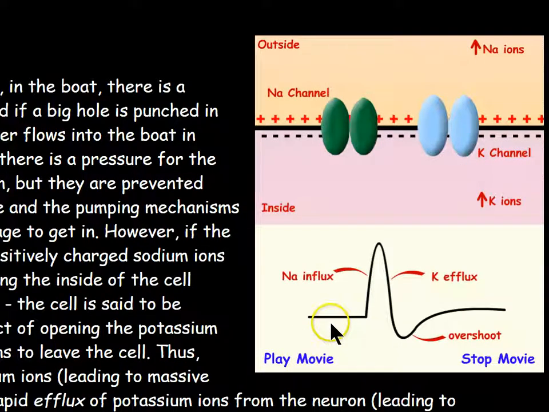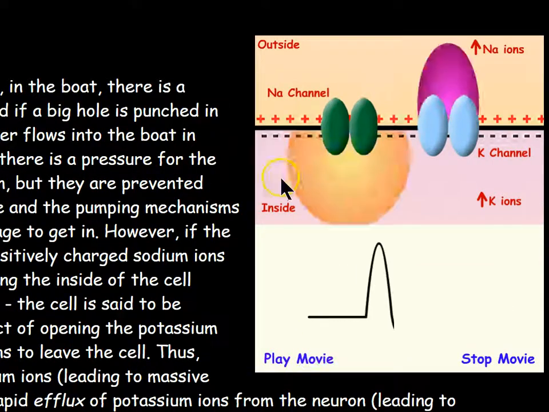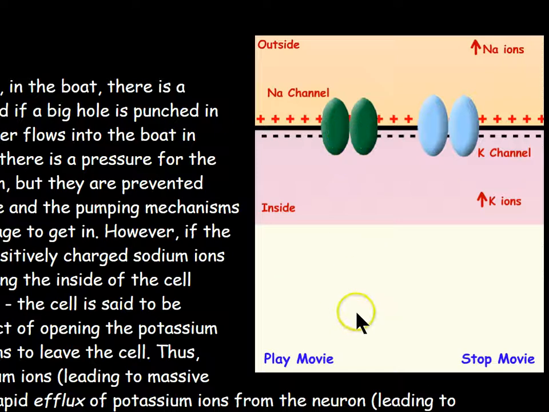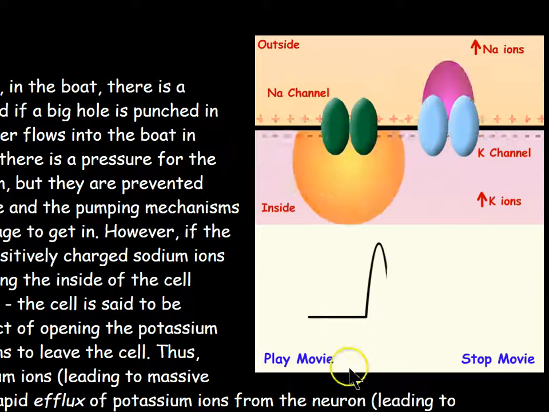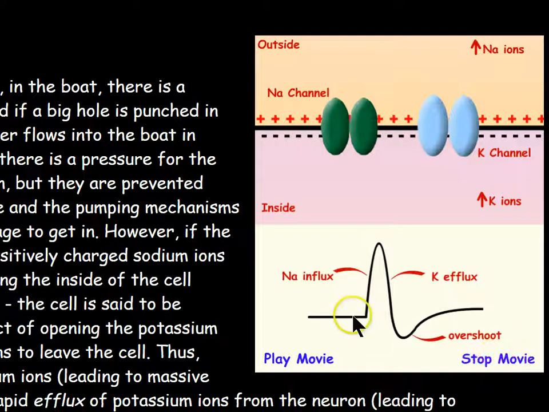Sometimes you'll see the action potential represented by this type of curve that you might record using electrodes. And so when we play the movie here, we'll see that when sodium enters, we get the upper part of the curve, and when potassium leaves, we get the downward part of the curve. So when positively charged sodium enters the cell, that's this part of the action potential signal as recorded by electrodes, and when potassium leaves, that's this part of the action potential signal.